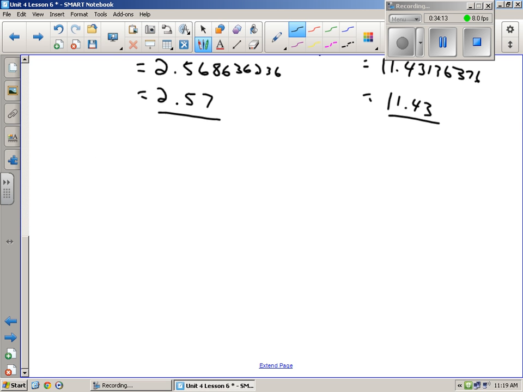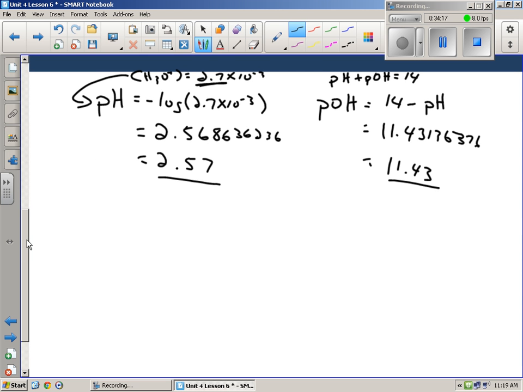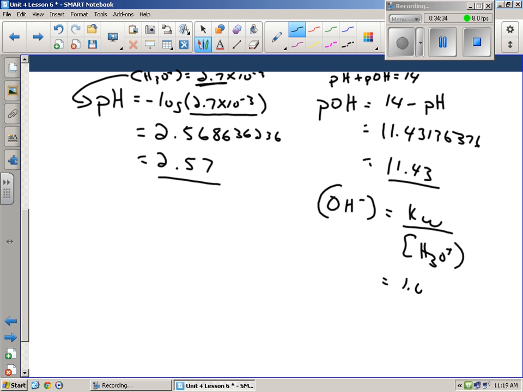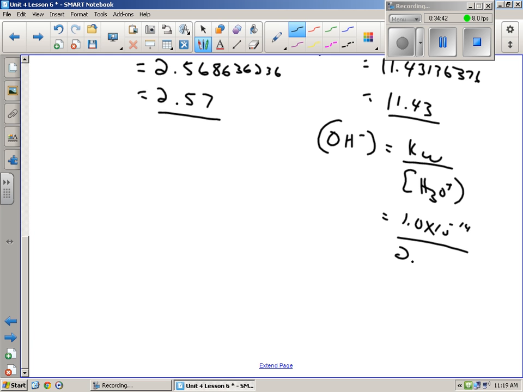The only thing is, if you wanted to, the other way to figure this out, of course, is if you know this is the H3O plus concentration, and you're looking for the hydroxide ion concentration, you'd have taken Kw over H3O plus, or 1 times 10 to the negative 14 over the H3O plus concentration, 2.7 times 10 to the negative 3. I'll just show you here. 1 times 10 to the negative 14 divided by 2.7 times 10 to the negative 3 gives 3.7037 times 10 to the negative 12. And then you have the hydroxide ion concentration.